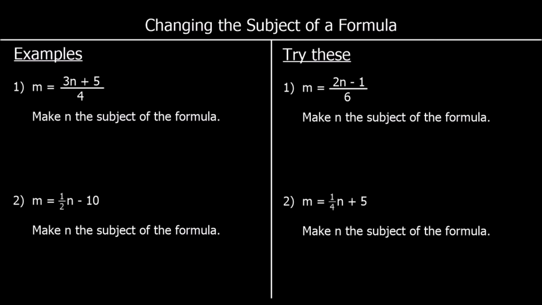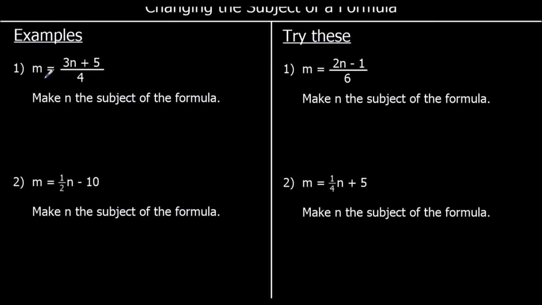Okay, another set of examples. So m equals 3n plus 5 over 4. Make n the subject of the formula. This whole side is divided by 4 at the moment. To get rid of that, the opposite of dividing by 4 is multiplying by 4. So we'll start by multiplying both sides by 4. So if I times both sides by 4, that will give us 4m equals 3n plus 5.